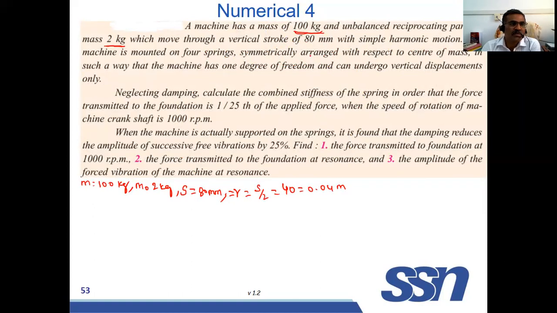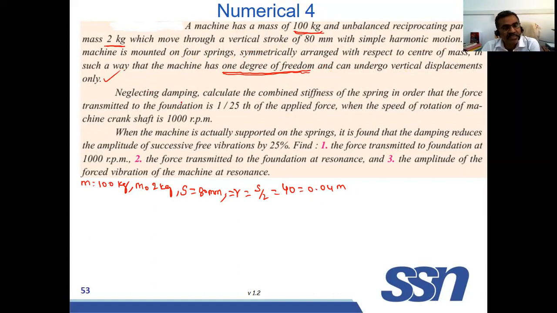With a simple harmonic motion, the machine is mounted on 4 springs, symmetrically arranged with respect to the center of the mass, and it has only 1 degree of freedom. We are discussing a 1 degree of freedom system, and it can undergo vertical displacement only.